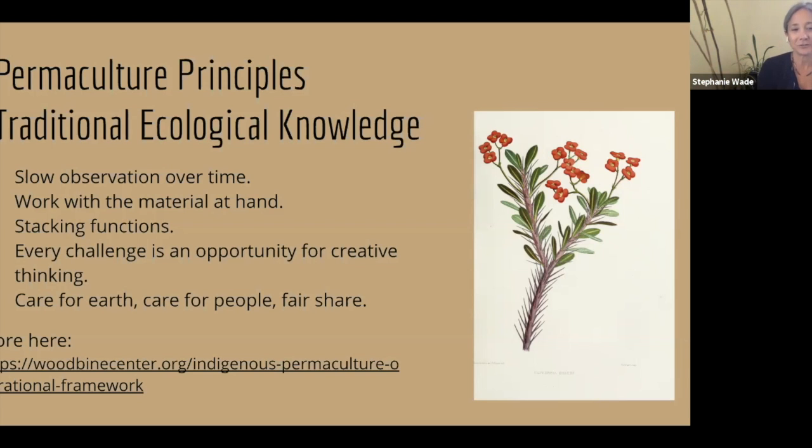Permaculture practitioners also ask us to look at every challenge as an opportunity for creative thinking and to follow the principles of care for earth, care for people, and fair share. And so we can keep this in the back of our minds as we think about writing assignment design. And if you would like some more information, particularly about how permaculture draws on what's called traditional ecological knowledge, I will share a link with you later.